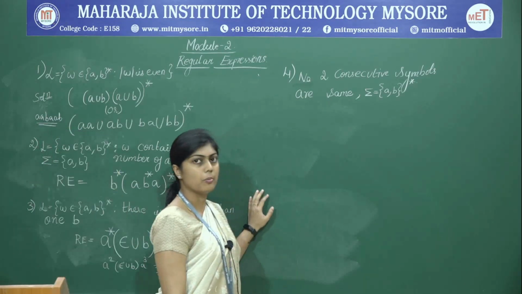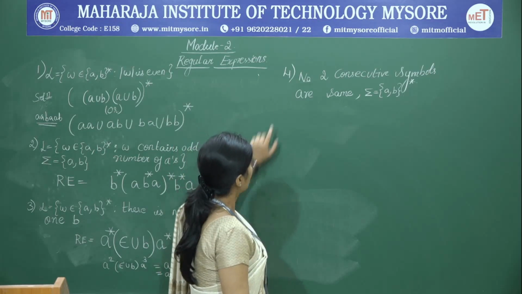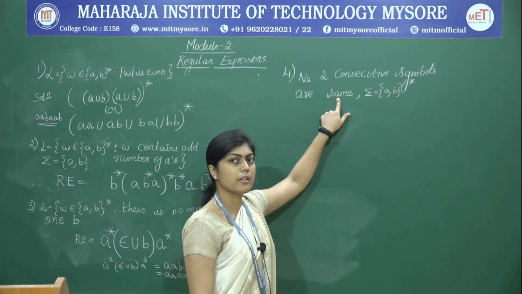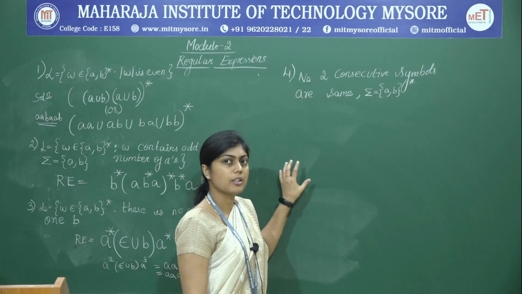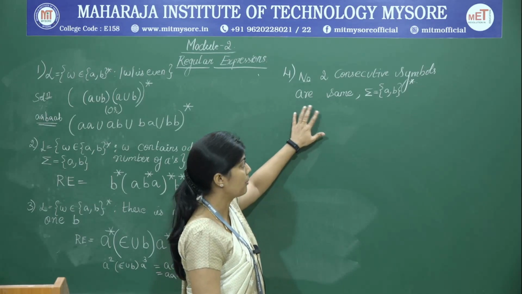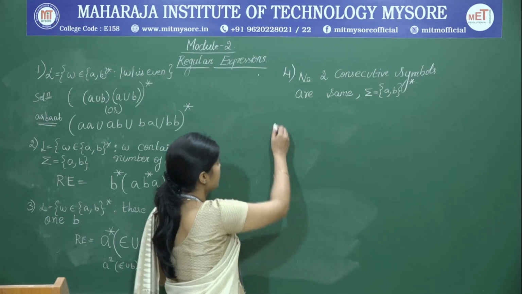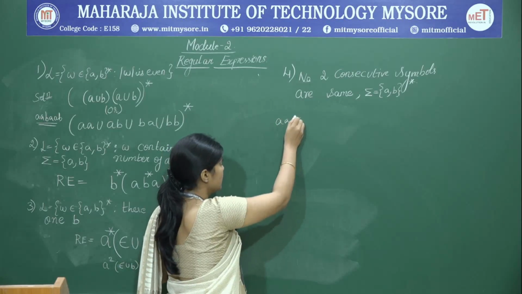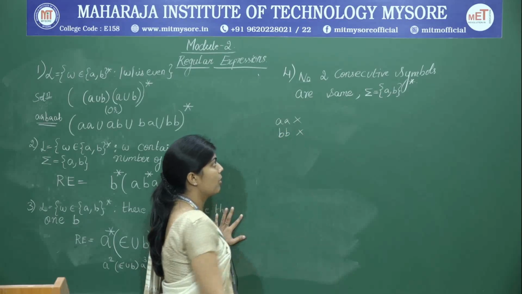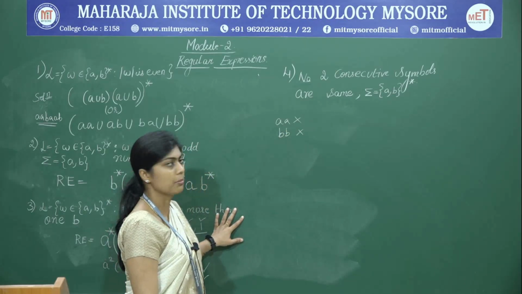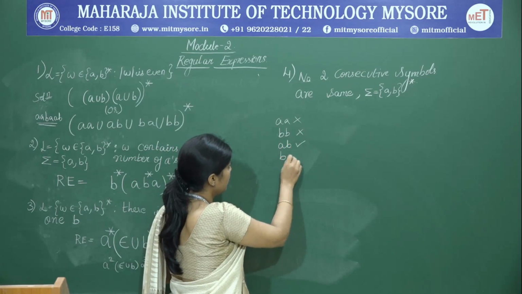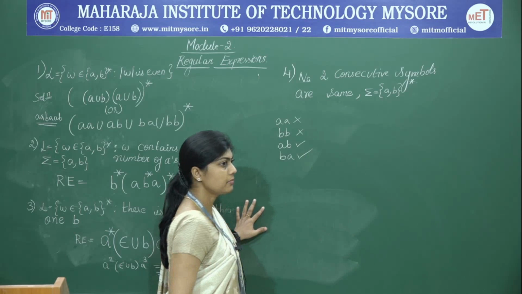So we will go to the next problem statement. Here, no two consecutive symbols are same. So whenever you are framing the strings, no two consecutive symbols have to appear next to each other. That means AA is not possible, and having BB is also not possible. But AB is possible and BA is also possible.